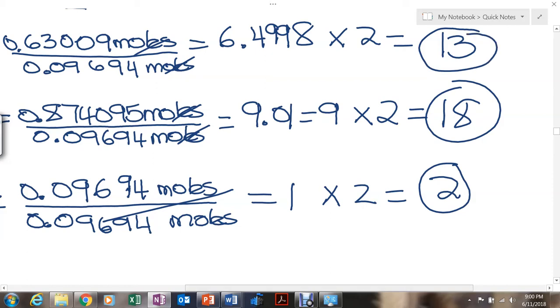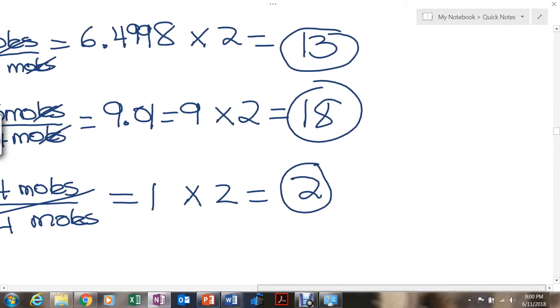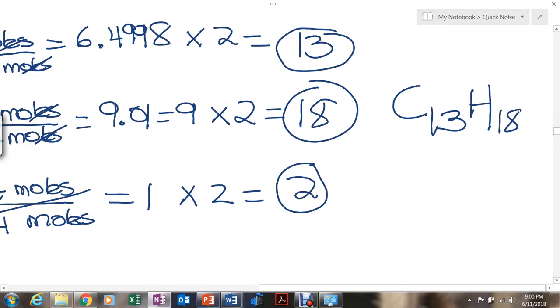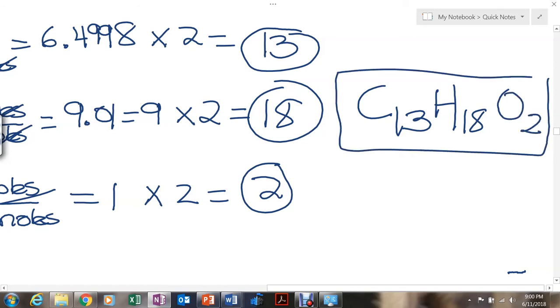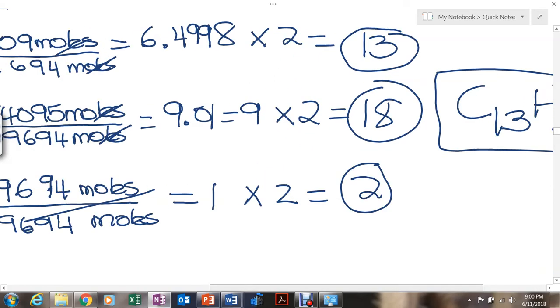So the empirical formula would be carbon 13, hydrogen 18, and oxygen 2. That's why I do it like that. Okay, let's continue with the next problem.